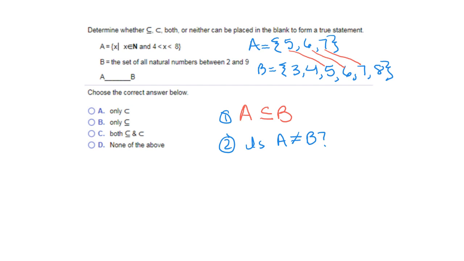All right, and when you take a look at that, you can see that set A is not equal to B. That's a true statement. So since A is not equal to B, and A is a subset of B, therefore these are considered a proper subset. A is a proper subset of B. So in this condition here, we're going to choose option C because A is a subset and A is a proper subset of B.